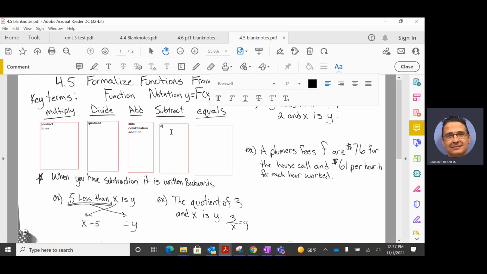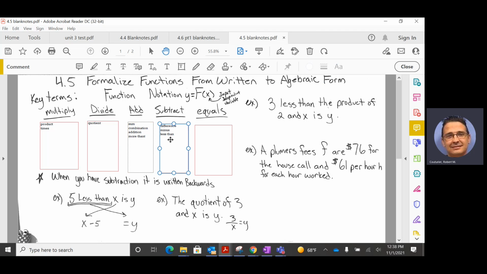Subtraction, they could use the word difference. Minus. Less than. More than. Or more than someone else. This one has for less than, meaning subtraction.